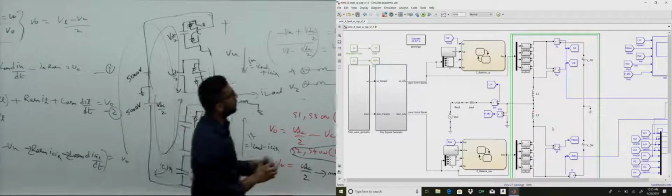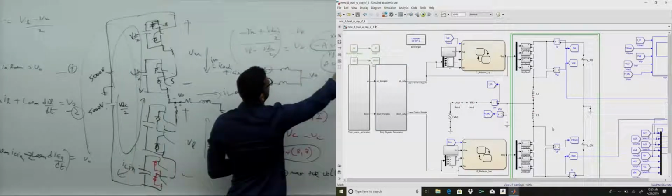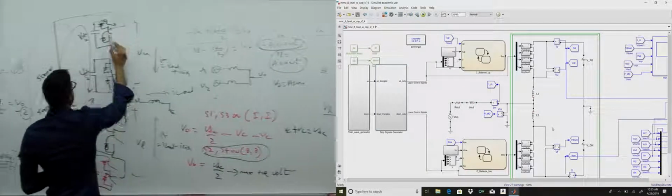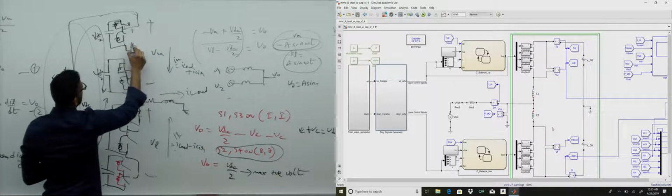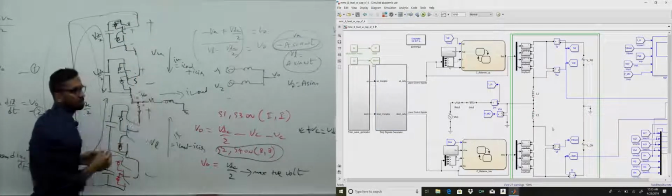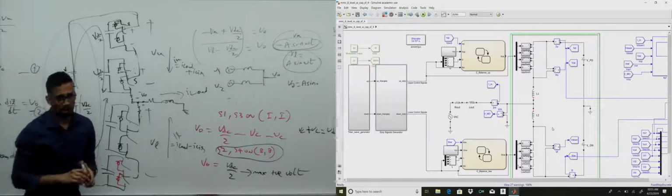So all that I want to say is this net sine wave average is produced by the sum of the average voltages at these two modules, because the voltage here is like that, which is added to voltage here. Okay, that's all I want to say.